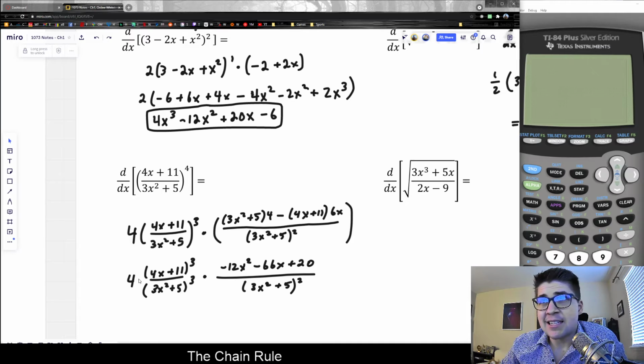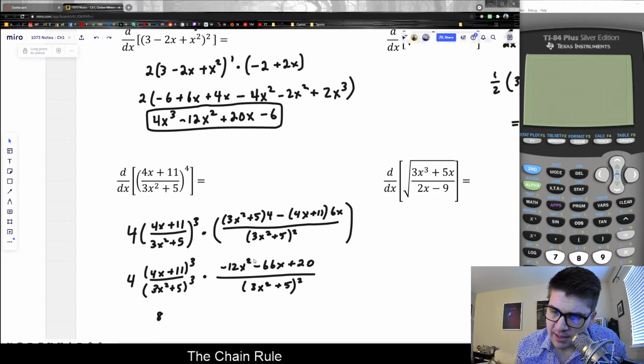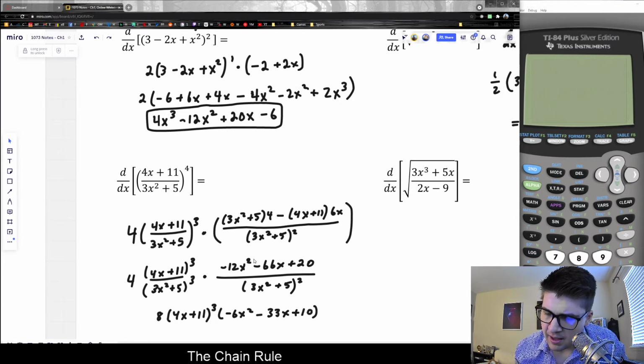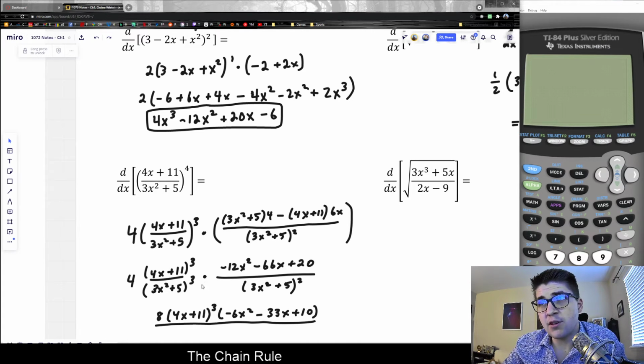It's not always a necessity. Also, this 4 could multiply into this as well, or I could factor out 2. So there's a variety of things. I probably would just go ahead and factor out the 2, which would leave me with 8 multiplying into the numerator times 4x plus 11, quantity cubed. And this would leave me with negative 6x squared minus, since I factored out 2, 33x plus 10. And the denominator, notice, is exactly the same. It was 3x squared plus 5 cubed times 3x squared plus 5 squared. So those exponents will add: 3x squared plus 5 to the 5th.